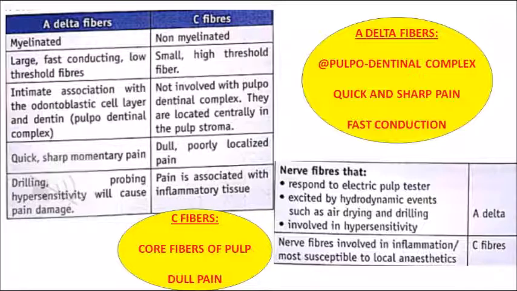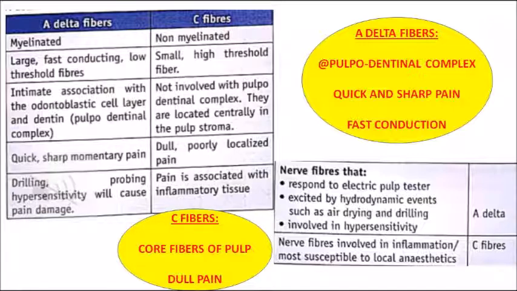C fibers are non-myelinated fibers which are very small with high threshold. They are not involved in the pulpodentinal complex. They are located centrally in the pulp stroma, that is, in the pulp core. They develop dull, poorly localized pain, and the pain is associated with inflammatory tissue. What you should remember about A delta fibers is that they are at the pulpodentinal complex, with quick and sharp pain and faster conduction. C fibers are in the core of the pulp and develop dull pain.